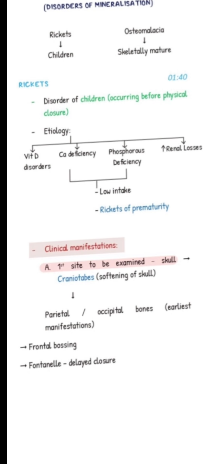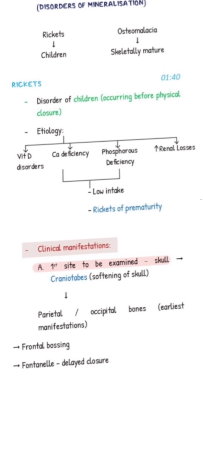Parietal and occipital bone, earliest manifestation. This one is parietal bone, and here backside occipital bone. Earliest manifestation. Frontal bossing: frontal bone looks like coming outside. Delayed closure of the fontanelle, it does not get closed.